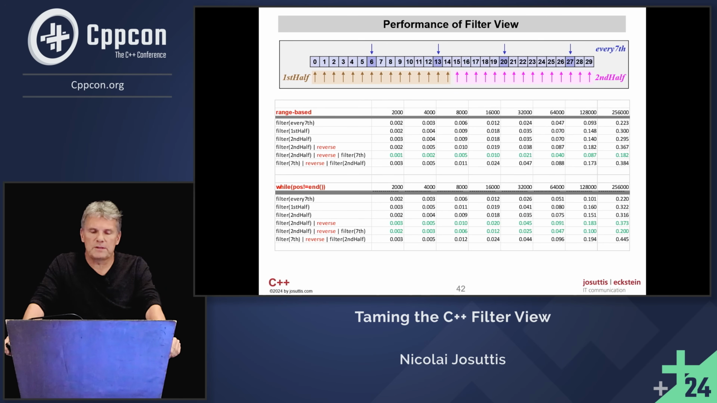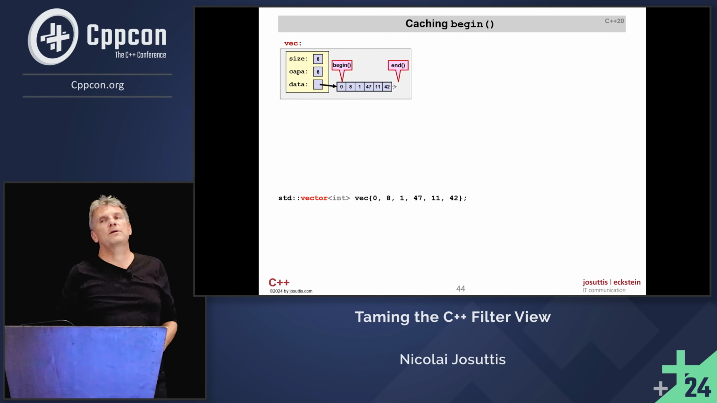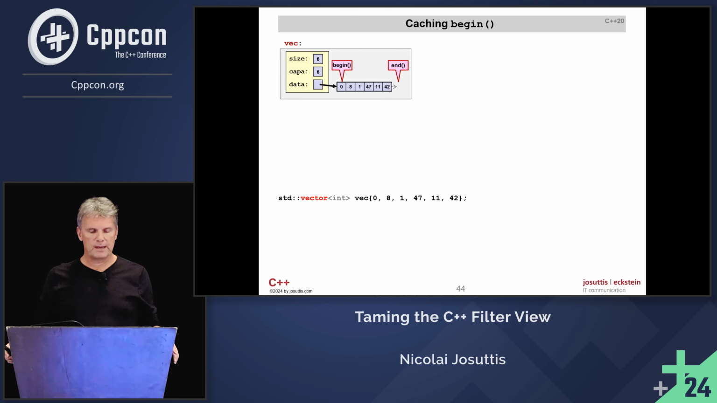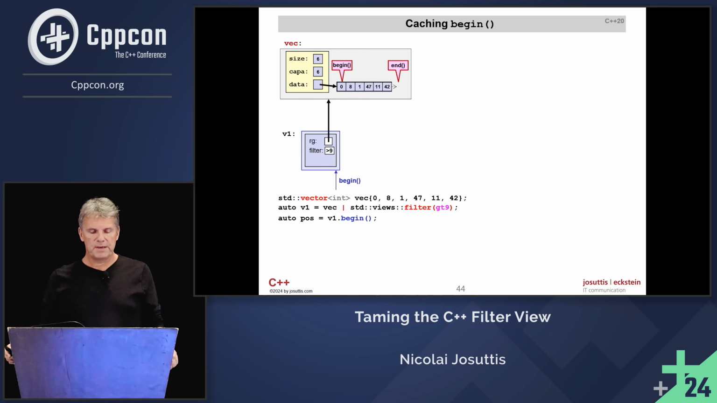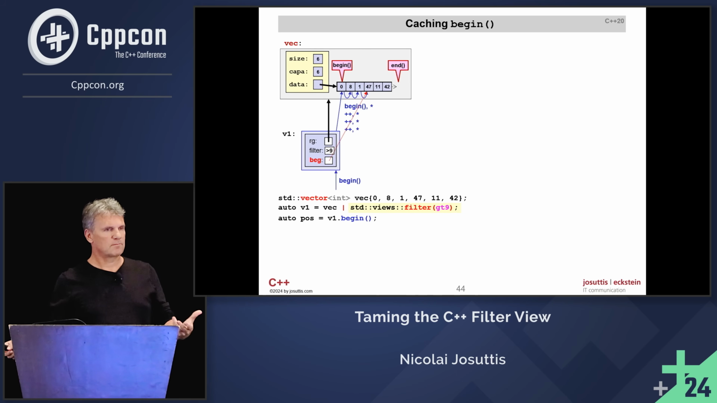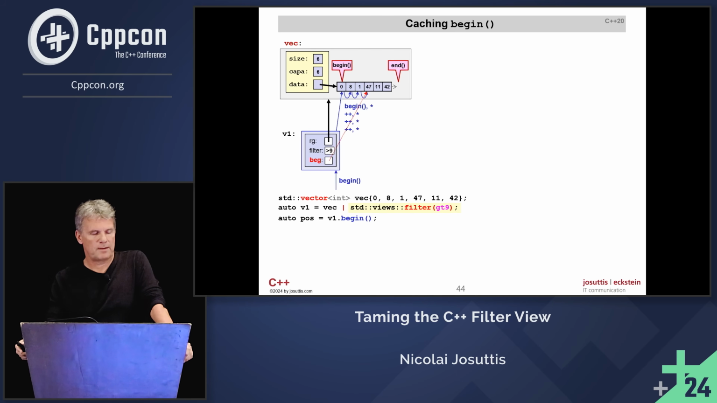Why and how does the filter do that? Well, the trick is simple. When I have a vector and I'm filtering and I call begin, it finds the first matching element, and that element is cached in the view. So next time we call begin, it's cheap. It costs no time.